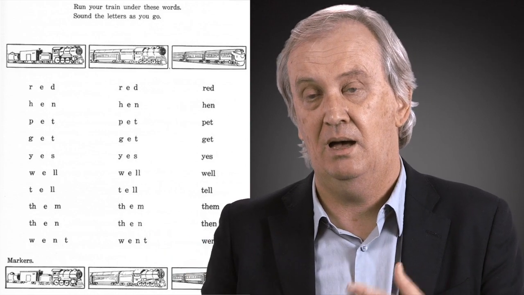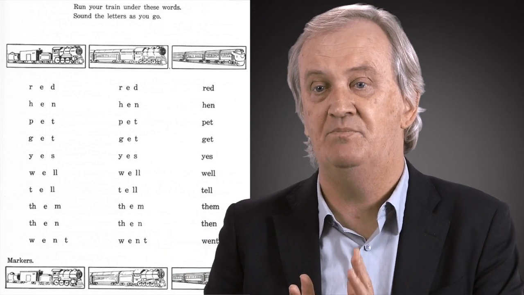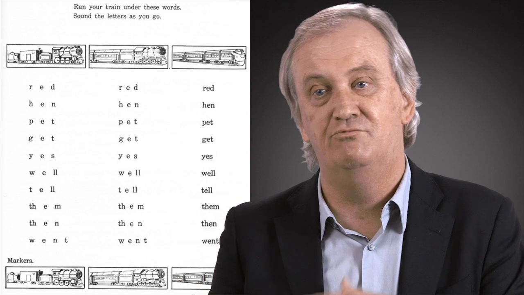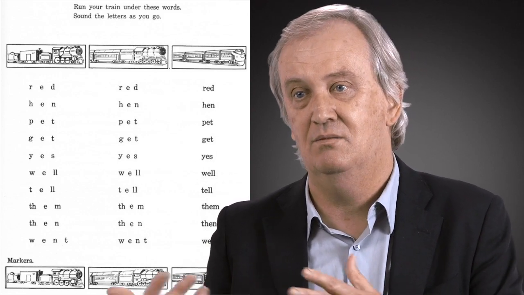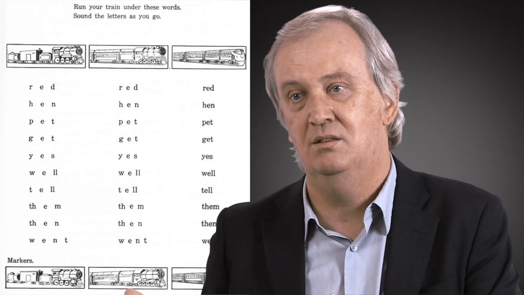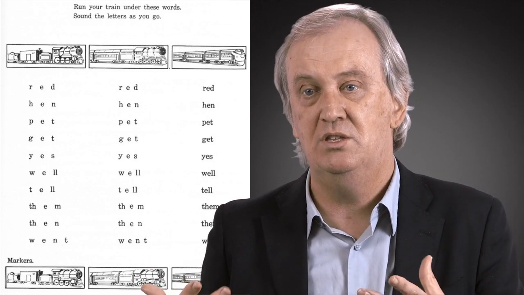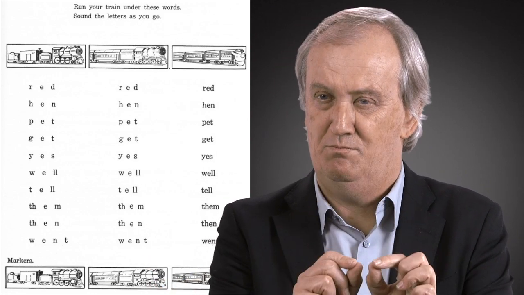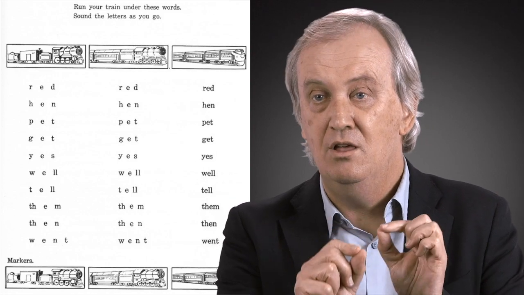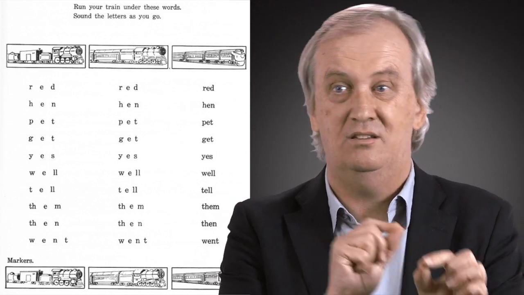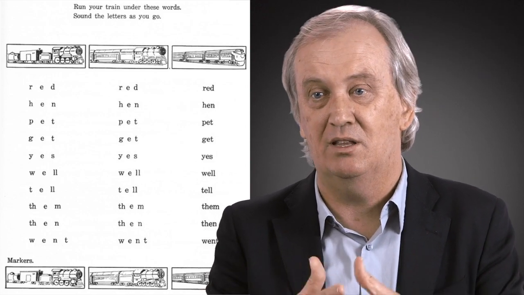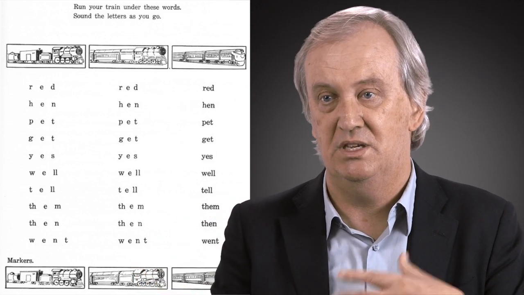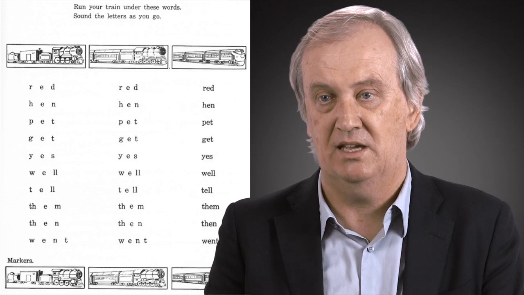Here we are looking at a page from an old reading textbook, beginning reading: d becomes red, n becomes hen. So in other words, we take the constituent parts of language, we learn the sound to letter correspondences, and we sound things out. It's like a jigsaw puzzle where we put the pieces back together again.